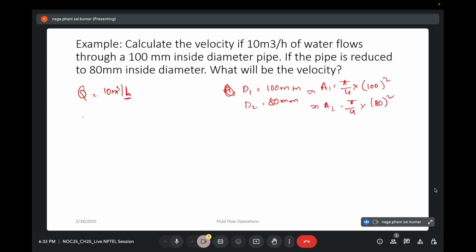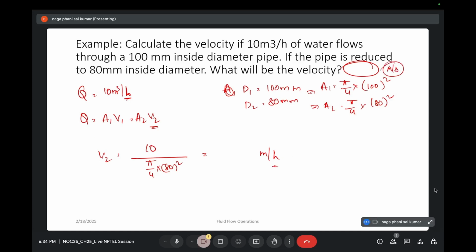Again Q is equal to A1 V1, which equals A2 V2. We just need to calculate the value of V2. So V2 will be equal to Q, that is 10, by the area, pi by 4 into 80 whole square. So we'll get the answer in meter per hour. You can convert it into whichever units you want, meter per second or meter per hour, because they did not mention anything. But basically we denote it in meter per second, so it is better to convert it into meter per second.